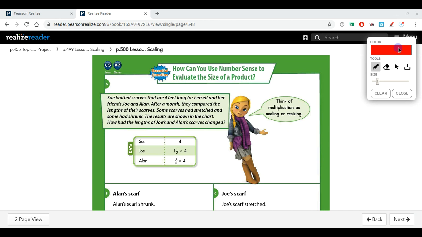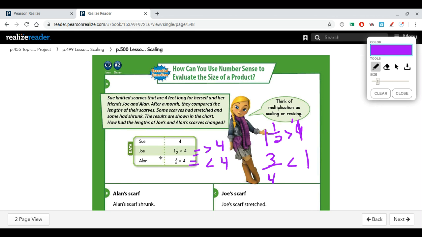So if we take a look at how the length of their scarves have changed, Sue's is the original amount. Joe's scarf had stretched because it increased by 1 1/2. Alan's scarf had shrunk because it was 3/4 times 4. So because 3/4 is less than 1, this product is going to be less than 4. Okay, for Joe, because 1 1/2 is greater than 1, the product here is going to be greater than 4.